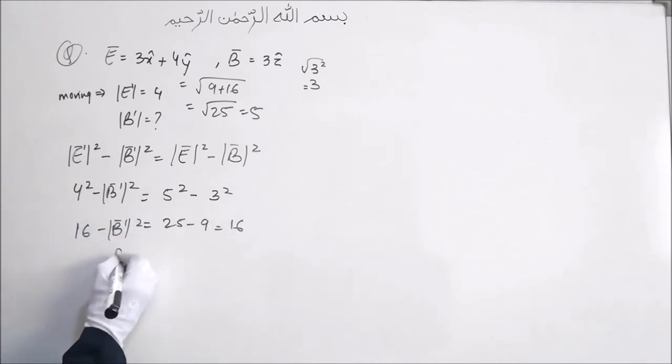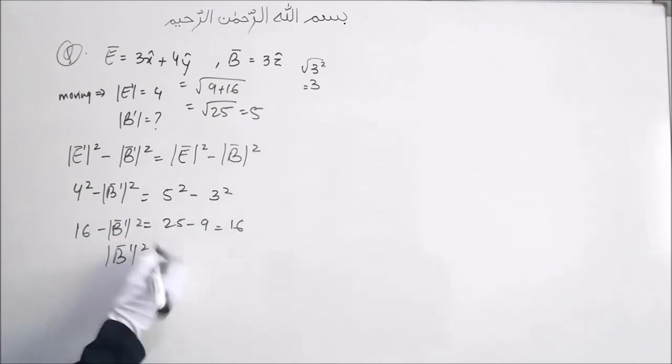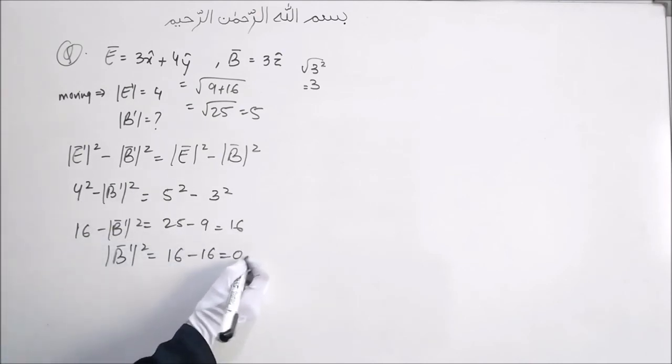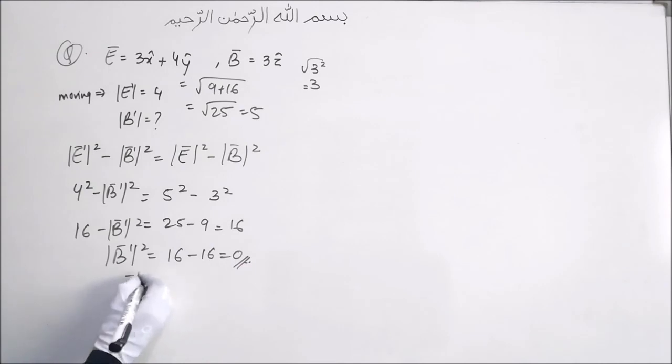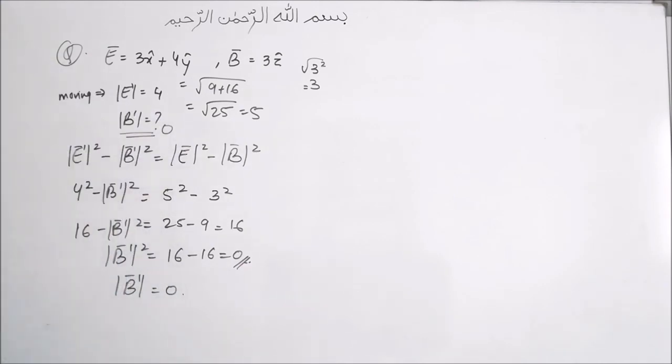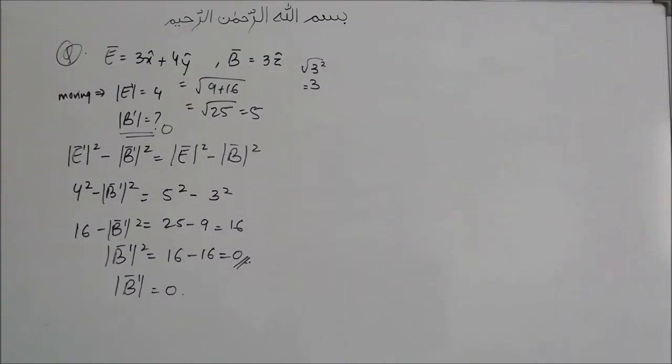So then we can get magnitude of B dash squared. This thing will go here and this will come here. It will become 16 minus 16, and that is 0. That means magnitude of B dash is also equal to 0. So this thing which is measured by him will be 0. Okay, done. We'll stop here.